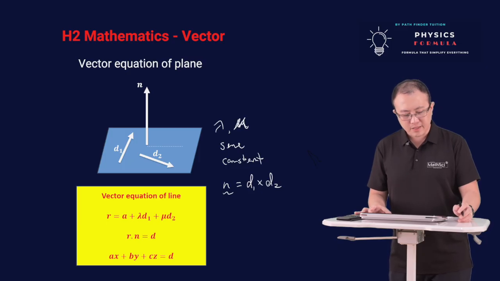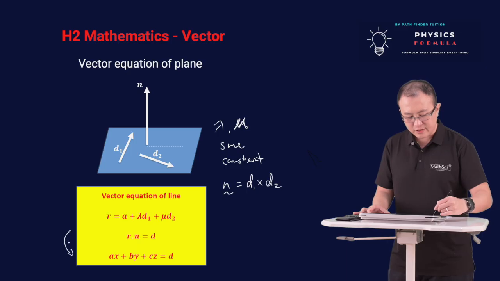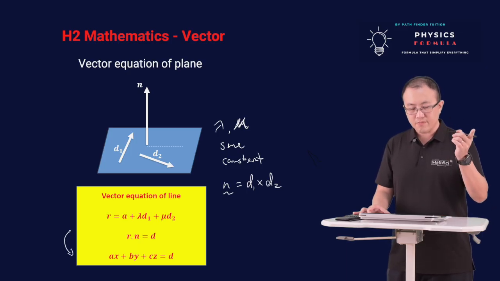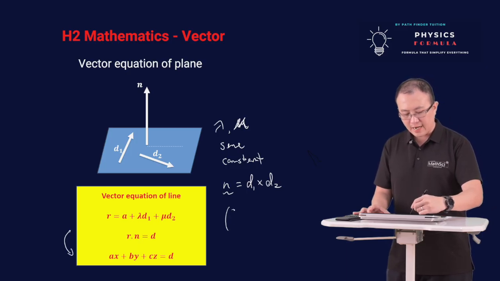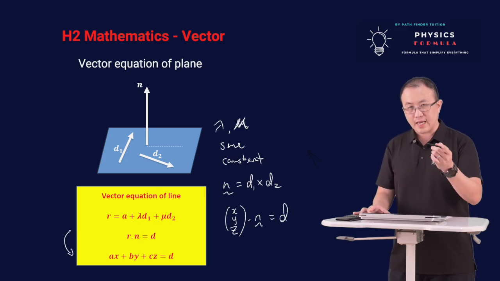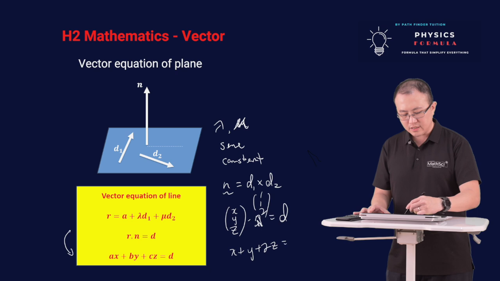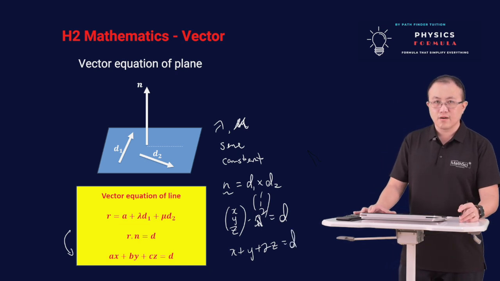And of course, last but not least, the Cartesian form. The Cartesian form is really gotten from the scalar product form, because if I change my r to x, y, z, and then dot with the normal vector n equals to D. Then if, for example, instead of writing n, we write 1, 1, 2, and you do the dot product, you will get x plus y plus 2z equals to D. So that's where you get your Cartesian form.